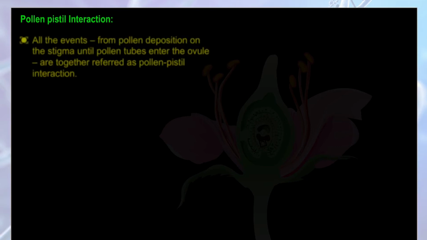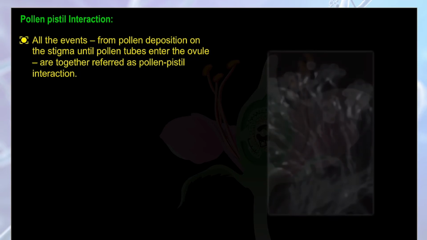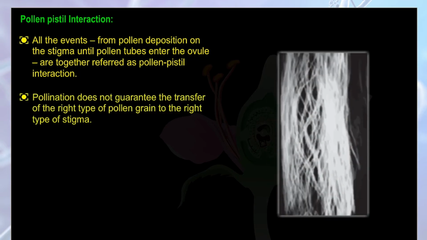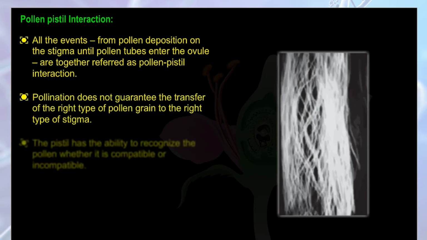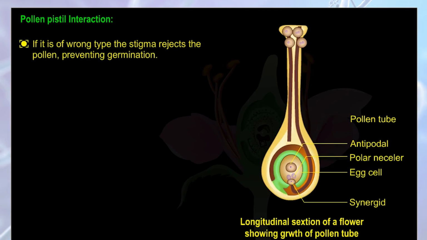Pollen-pistil interaction. All the events from pollen deposition on the stigma until pollen tubes enter the ovule are together referred to as pollen-pistil interaction. Pollination does not guarantee the transfer of the right type of pollen grain to the right type of stigma. The pistil has the ability to recognize the pollen, whether it is compatible or incompatible. If the pollen is of the right type, the stigma allows the pollen to germinate. If it is of the wrong type, the stigma rejects the pollen, preventing germination.